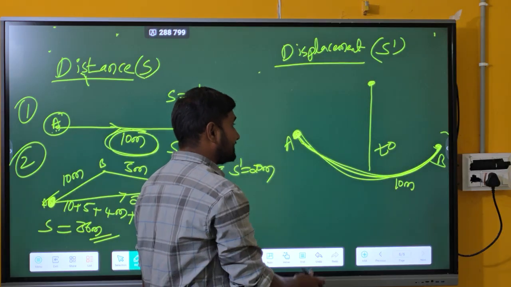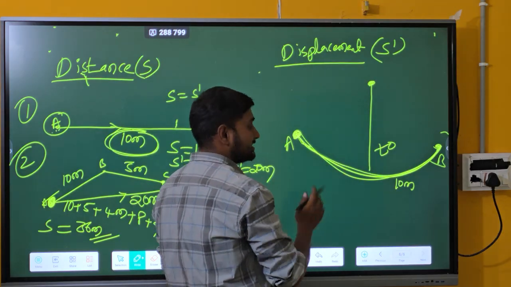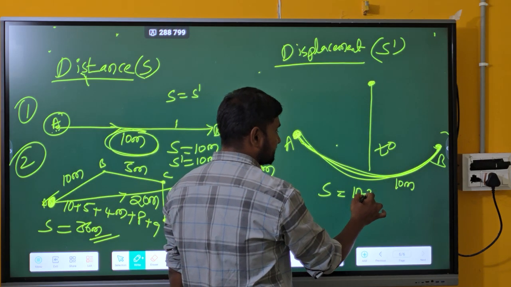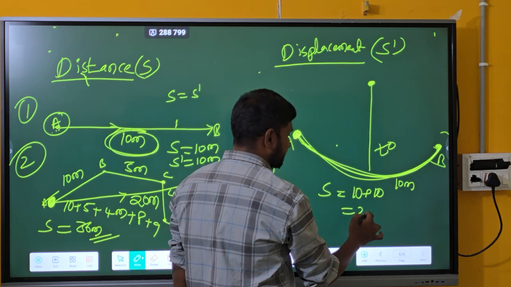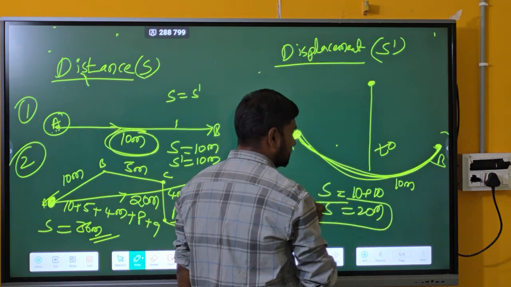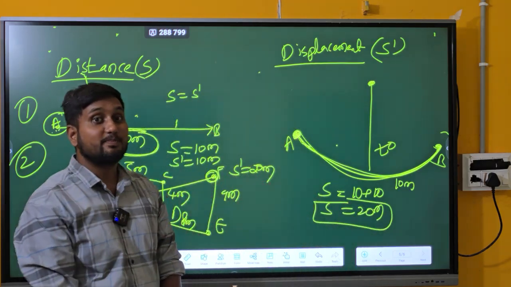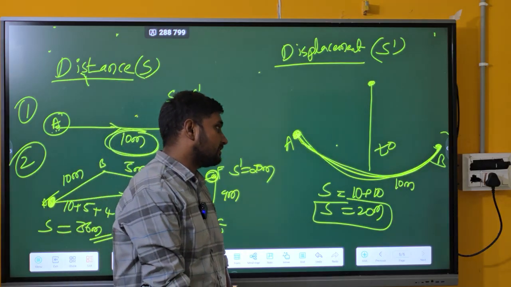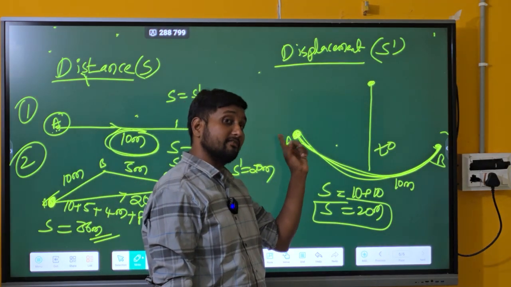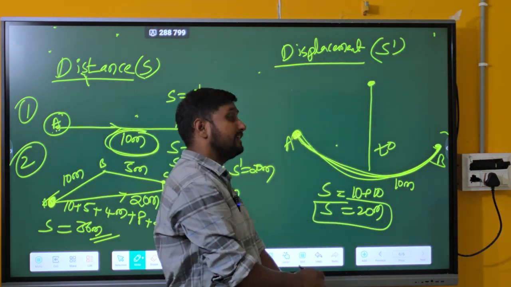So what is the distance of the body? S equals 10 meters plus 10 meters, 20 meters. The distance of the body is 20 meters. What is the displacement of the body? The starting position is A and the final position is also A.